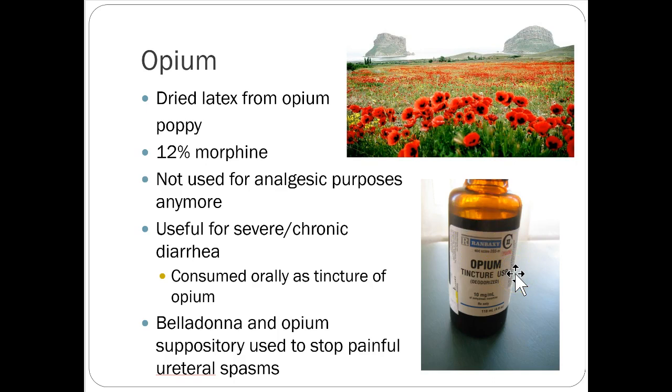Oh, and then the belladonna and opium suppositories. Belladonna is an anticholinergic medication, kind of like atropine, but they make these suppositories called B&O, belladonna and opium. And if you give somebody the suppository, it can help with ureteral spasms, which can be quite painful, I've heard. So it really just has two roles there. So there's not much to know about opium. It's very niche, and you aren't going to see it used all that much.